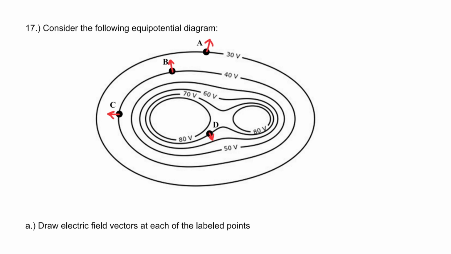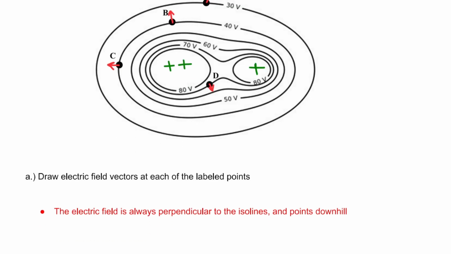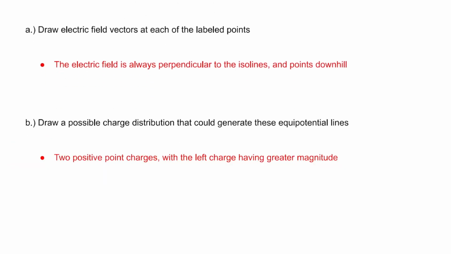And the equipotentials are closer together near this left charge. So we actually have two positive charges with a greater magnitude charge on the left. So that would be our possible charge distribution here. It's just two positive point charges.